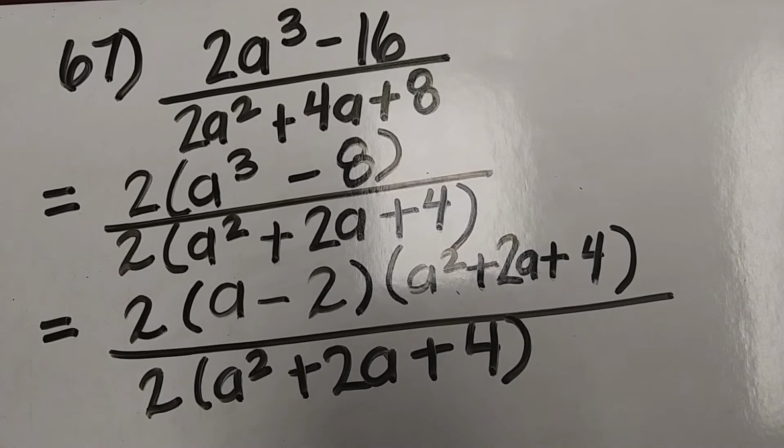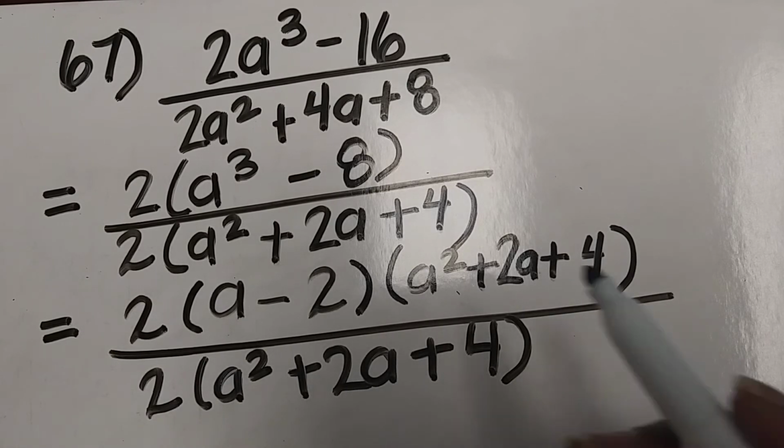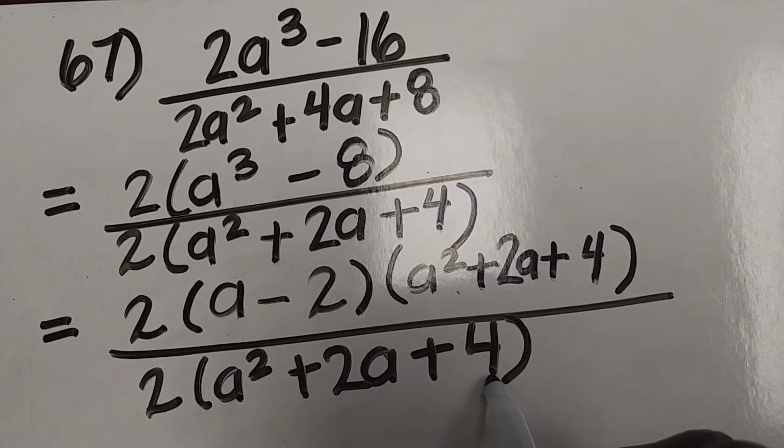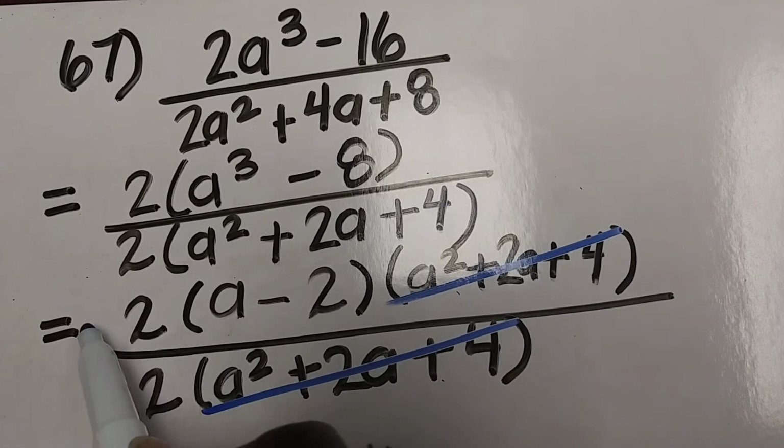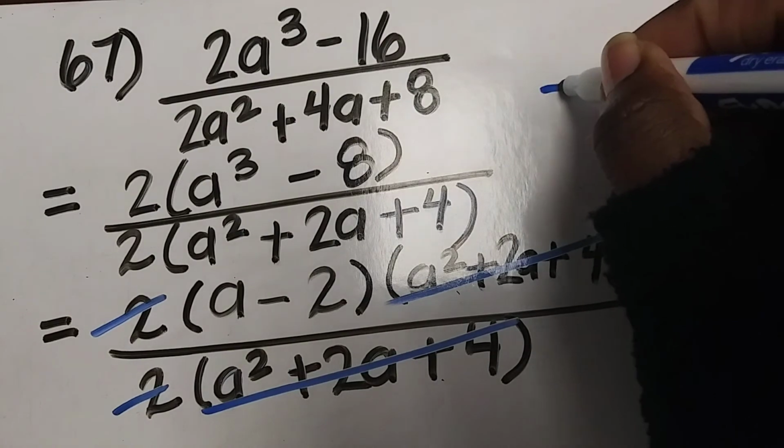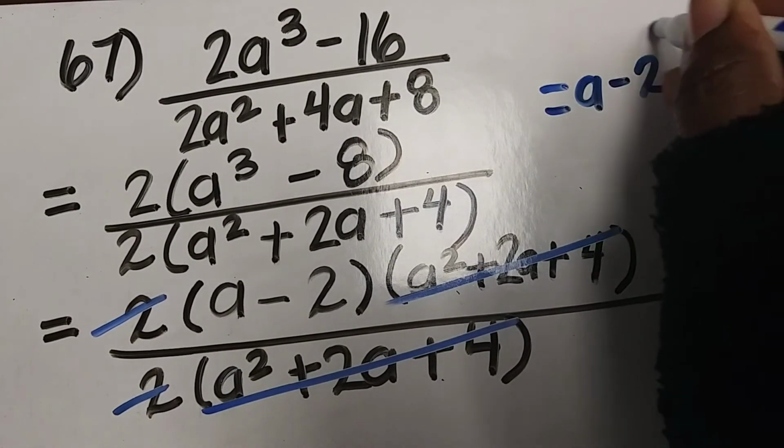Okay, now, do I see anything that I can cancel out? Right here, you can factor again if possible, because I need to find 2 numbers that will multiply to give me 4 and add to give me 2. And I know 2 times 2 adds to 4. 4 times 1 adds to 5. It doesn't give me 2 in the middle. So that cannot be factored out anymore. But I do see that these can cancel out, and then the 2's can cancel out. So my final answer is a minus 2.